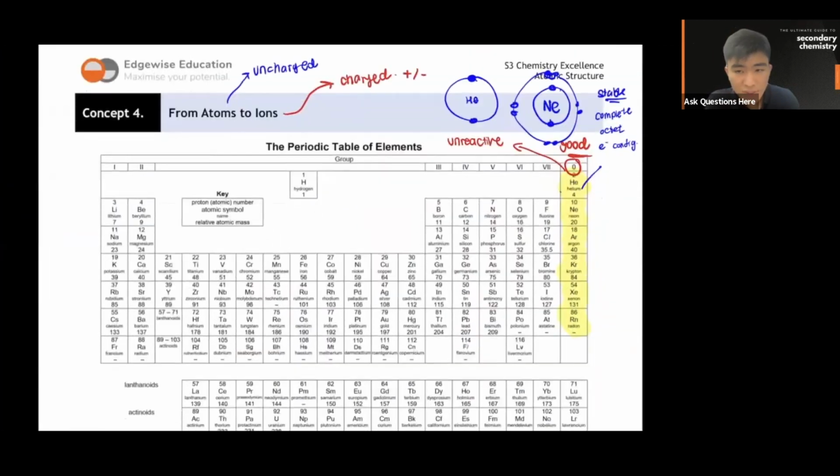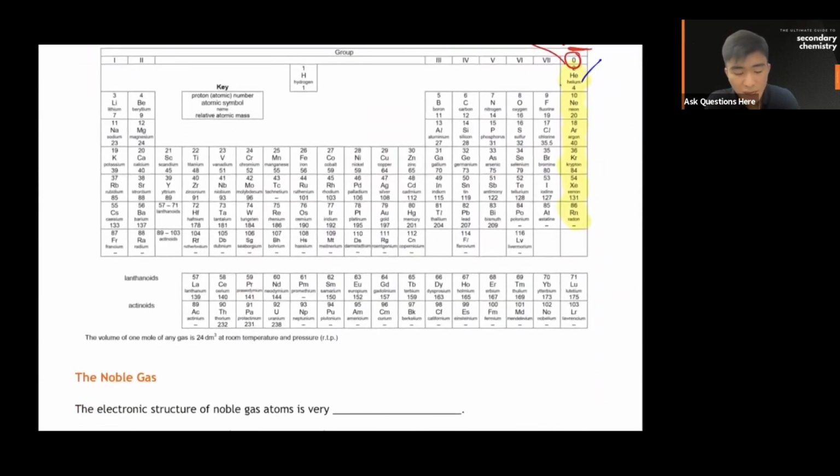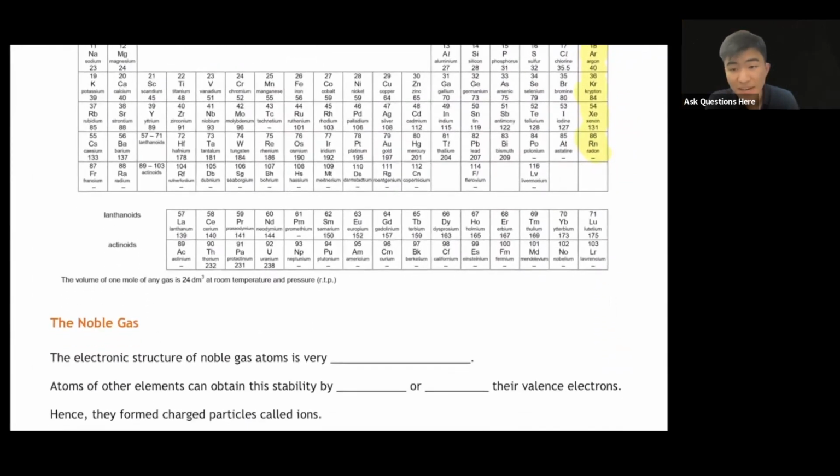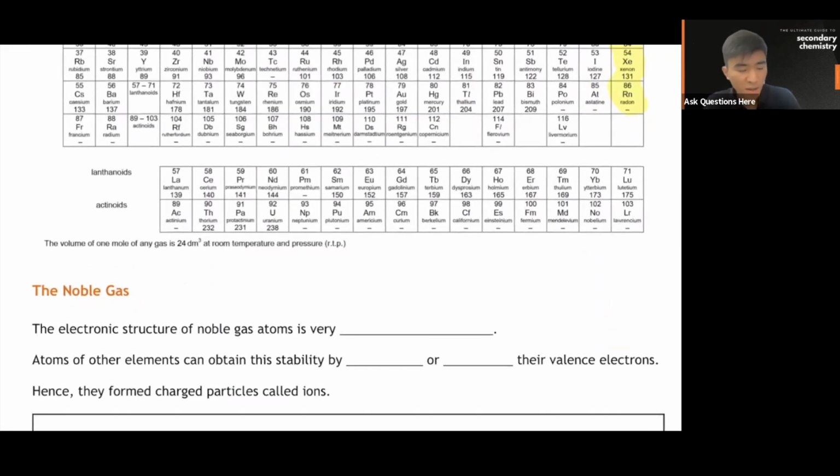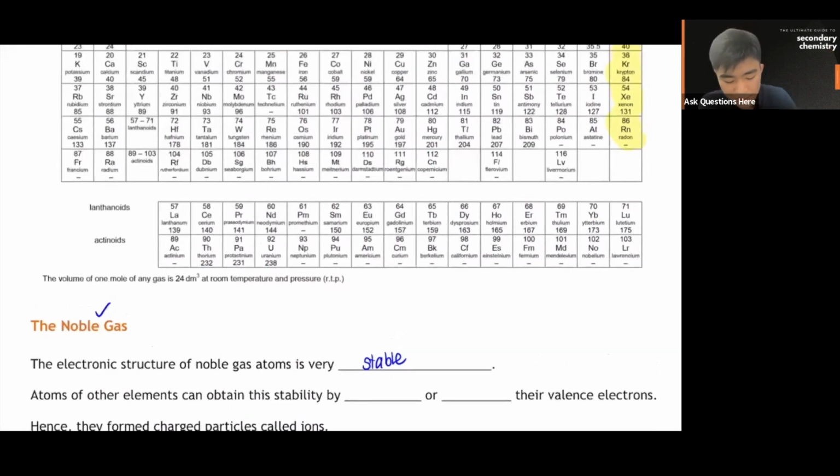Now, let's move on to the next part, which is to specify the configuration of the gases, as well as the description of why a noble gas is good. So noble gas, follow with me, is very stable. Atoms of other elements can obtain the stability by what? They can either gain electrons to have this stability, or they can lose electrons to get this stability. What do I mean by this? Let's come back to this example.